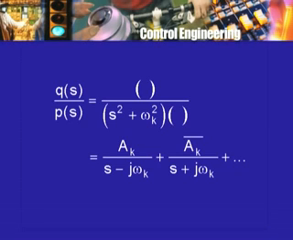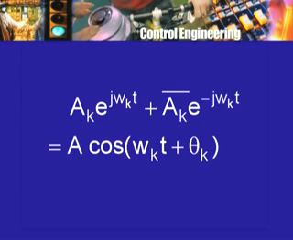Therefore in the partial fraction expansion I will have two terms like Ak divided by s minus j omega k, and, one can show, Ak bar divided by s plus j omega k, where Ak will be a complex number. Now this thing looks like a complex expression; in fact, it is not complex, it only looks complex. When I take the Laplace inverse, I will therefore get Ak into e raised to j omega kt plus Ak bar into e raised to minus j omega kt.